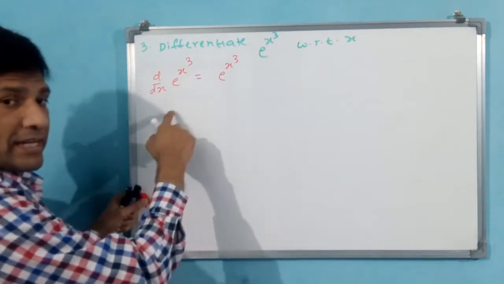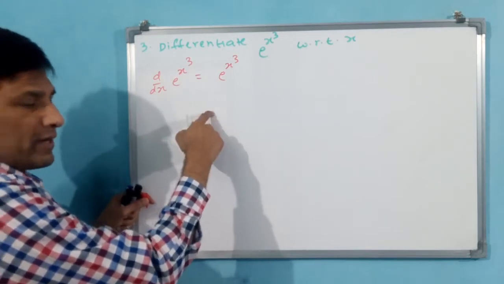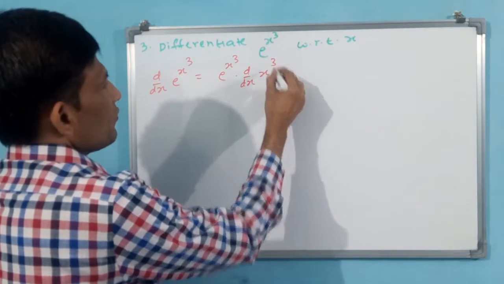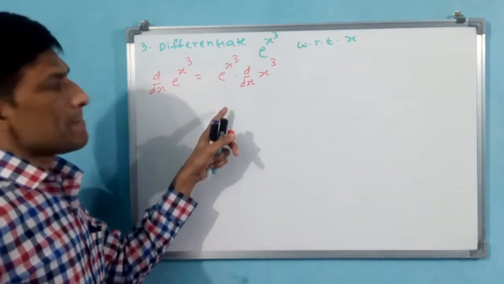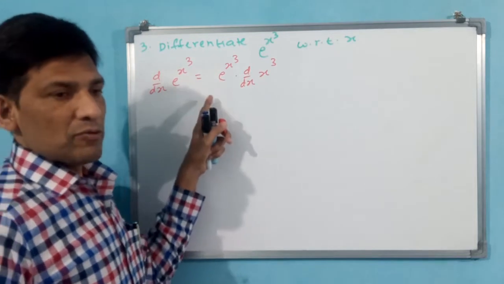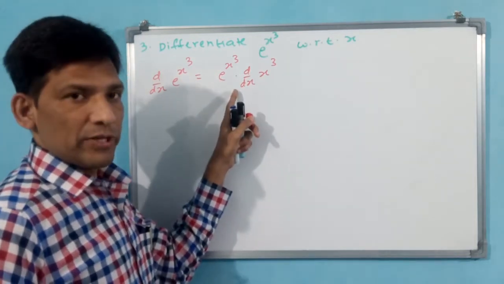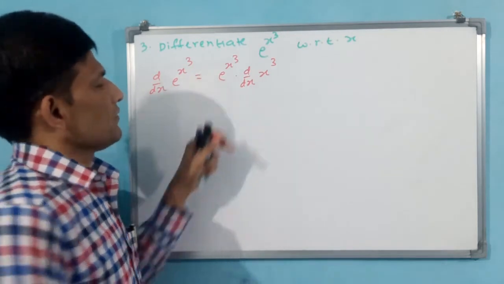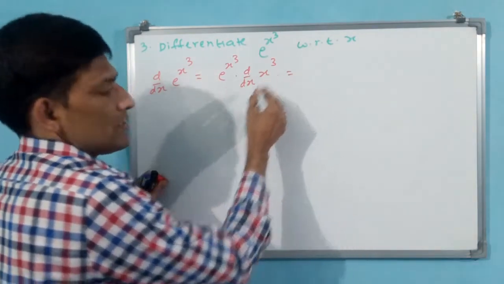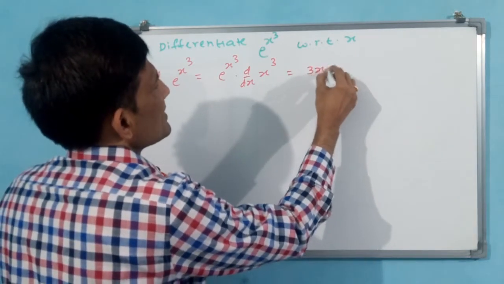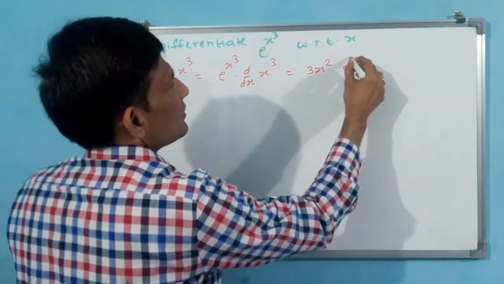Why? Because we have taken d by dx of e power x, then e power x has come into d by dx of x cube. d by dx of e power x cube means first of all you take d by dx of e power x, which is e power x into d by dx of x cube. That is equal to, see, derivative of x cube is 3x square, into e power x cube.